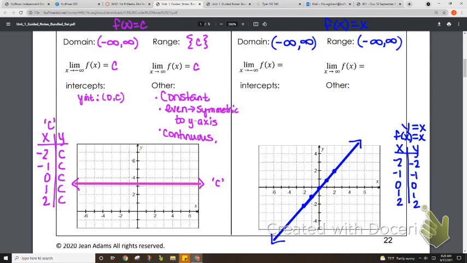The limit as x approaches negative infinity. So as our graph goes to the left, our y values are going down, so they're going down to negative infinity. The limit as x approaches positive infinity. So as our graph goes to the right here, we can see that our y values keep going up, so they're going up to positive infinity. We have an x-intercept at (0, 0), which is also our y-intercept.